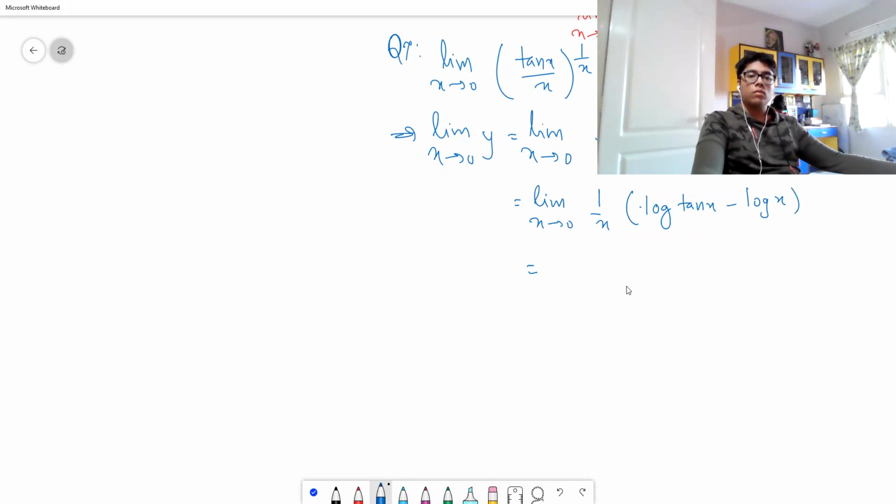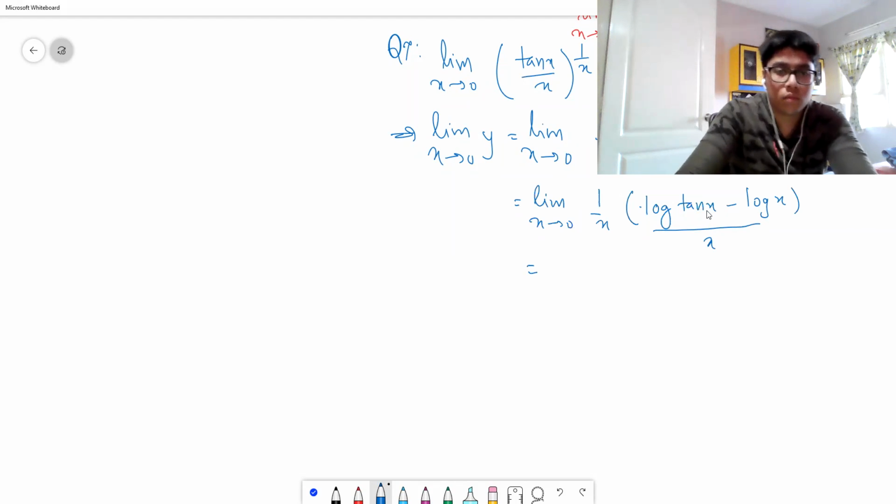Now what do we do? What is this form? This is upon x. As x tends to 0, tan x becomes 0. So this is minus infinity, minus, minus infinity. Correct? So can we apply L'Hopital here? Minus infinity, minus, minus infinity.